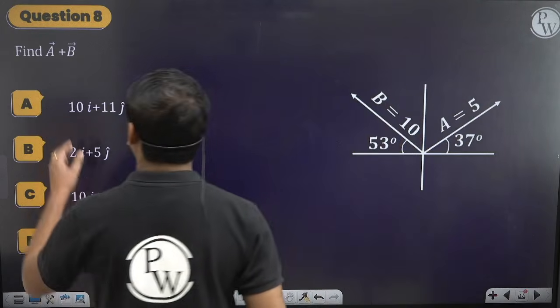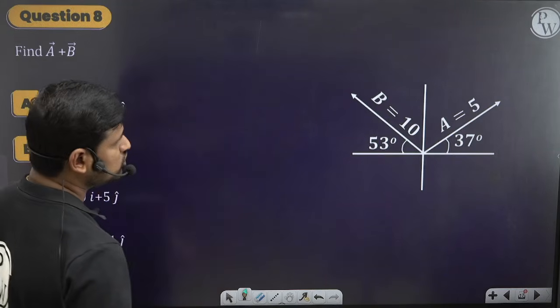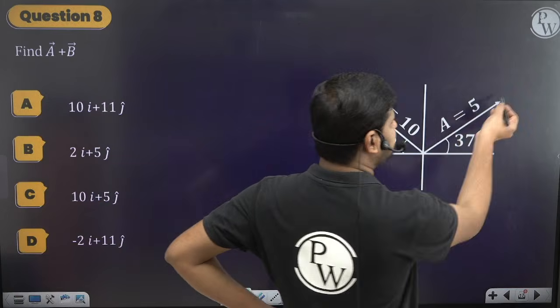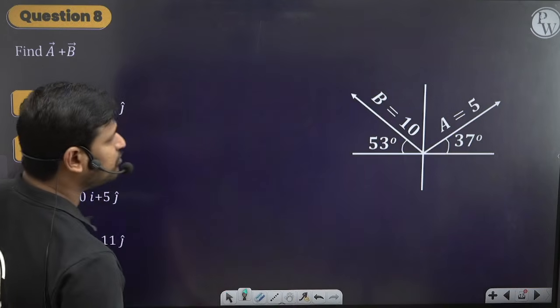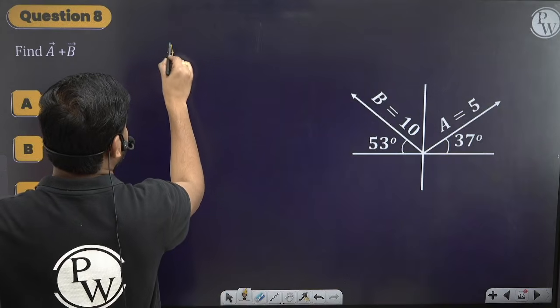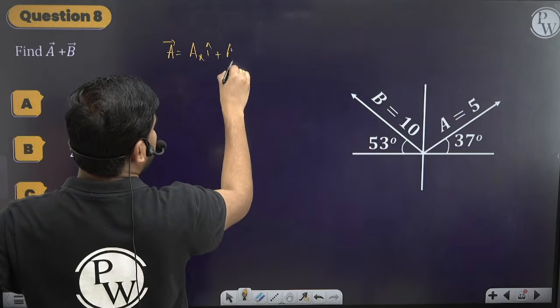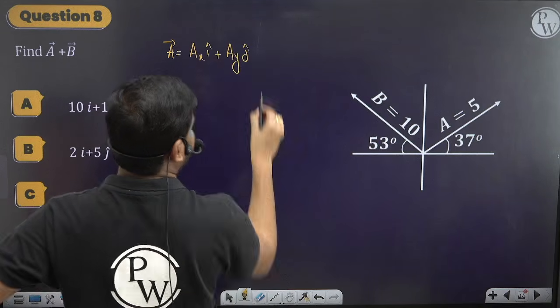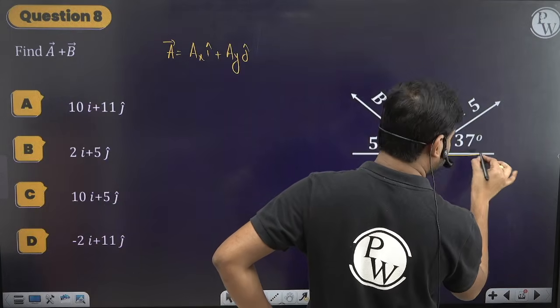So find A plus B. So find the vector A plus vector B. So first here vector A is some 5 and vector B is some 10. So we have to find the components of vector A. So the vector A has two components here. What is the vector A components? It should have the x component and it has the y component. Yes or no?